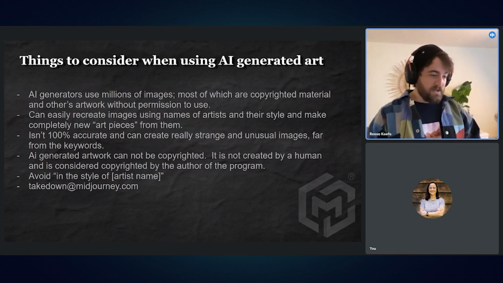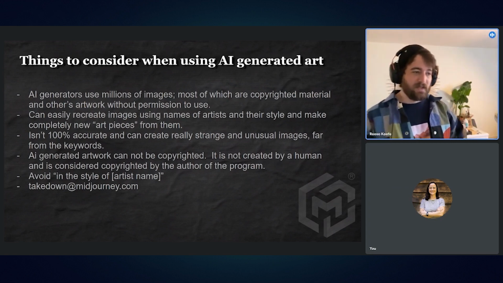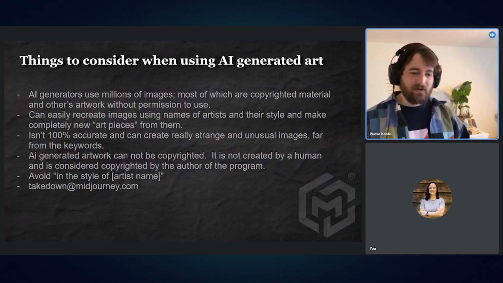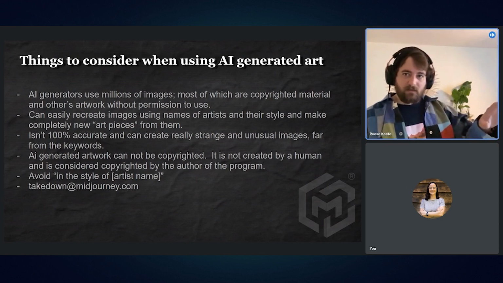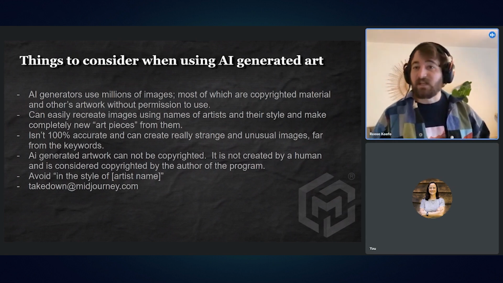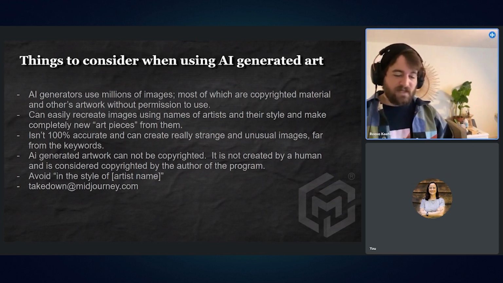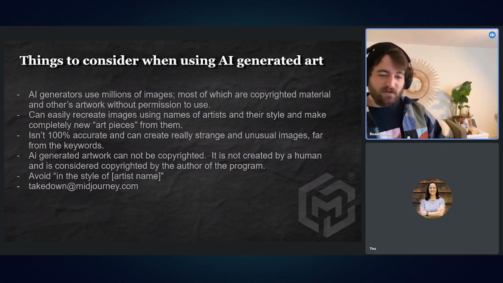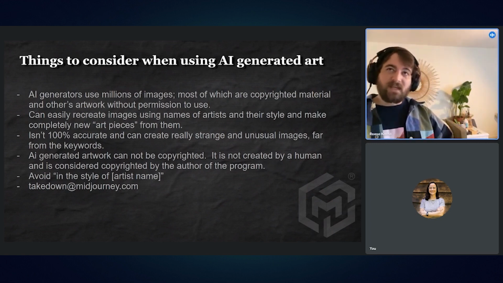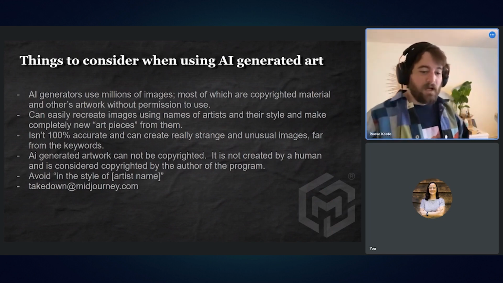It can really recreate images using names of artists and their style to create completely new art pieces. If you look on the front pages of any AI generated artwork stuff, a lot of it is in the style of James Jean or whatever his name was, or Kim Jong-gi, and people are generating a lot of those artworks. So that's something that's a little iffy. It's also not 100% accurate. It can create really strange and unusual images. It's still in the beginnings of it, but every single day it's improving. It's getting a lot more accurate.